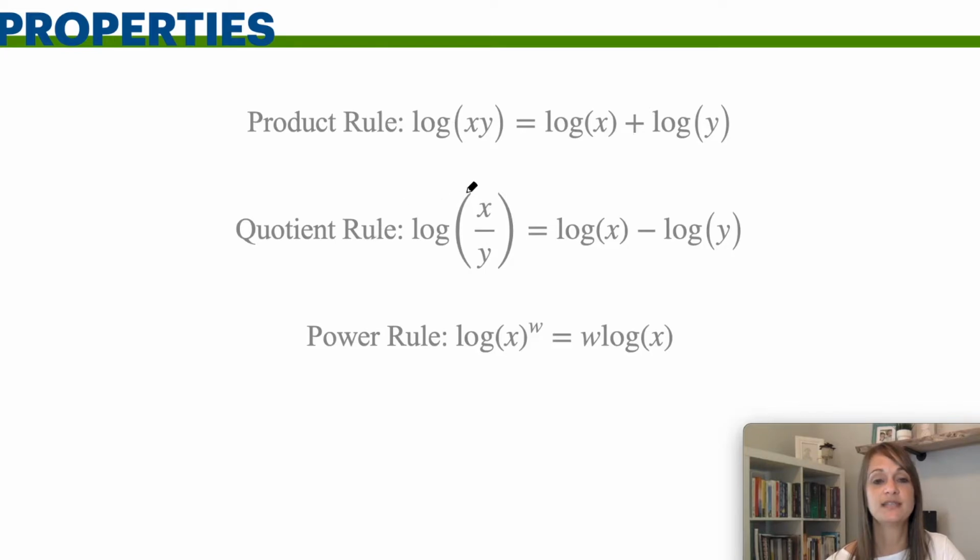The quotient rule states that if you have two functions that are divided, then you can separate them out as separate logs and subtract. And then the power rule is anytime you have the log of a function that is raised to an exponent, you can take that exponent and throw it out front of the log.